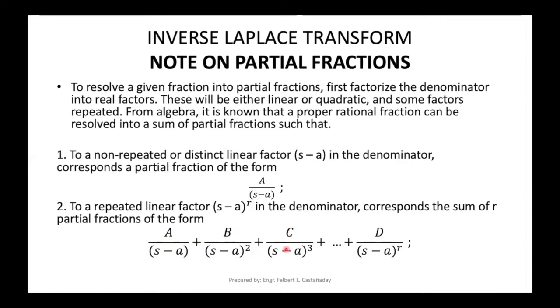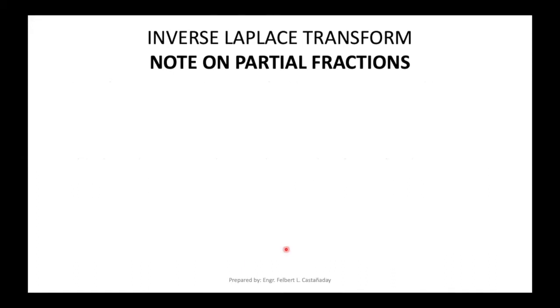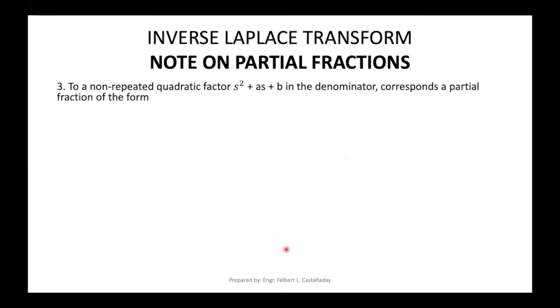That is for three repetitions. So we are looking at the factors in the denominator. And case number 3, a non-repeated quadratic factor like s squared plus as plus b, quadratic because the degree of the polynomial is 2, that you can see in the denominator. So it corresponds to a partial fraction of the form A times s plus B.